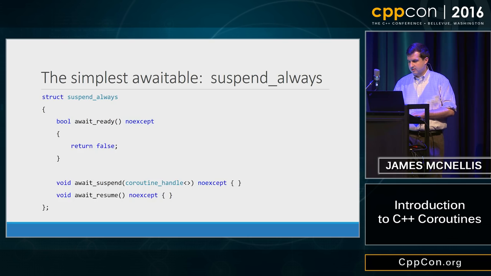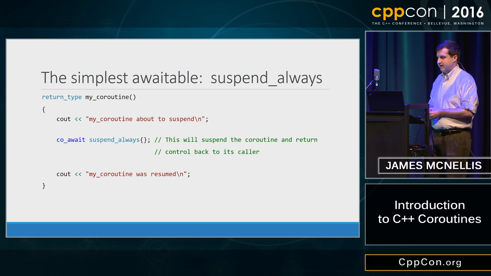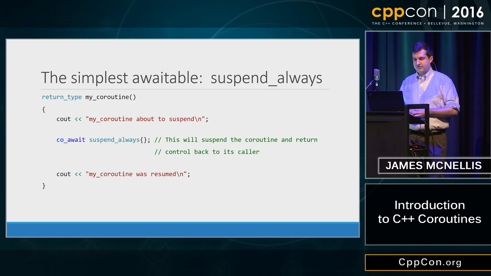And here is a coroutine that uses this. So if you call my_coroutine, it will print out, my coroutine is about to suspend. It will then co_await on this suspend_always. And this will suspend the coroutine, and it will return control back to the caller. If and when the caller decides it wants to resume the coroutine, then the coroutine will pick up where it left off, and it will then print, my coroutine was resumed.